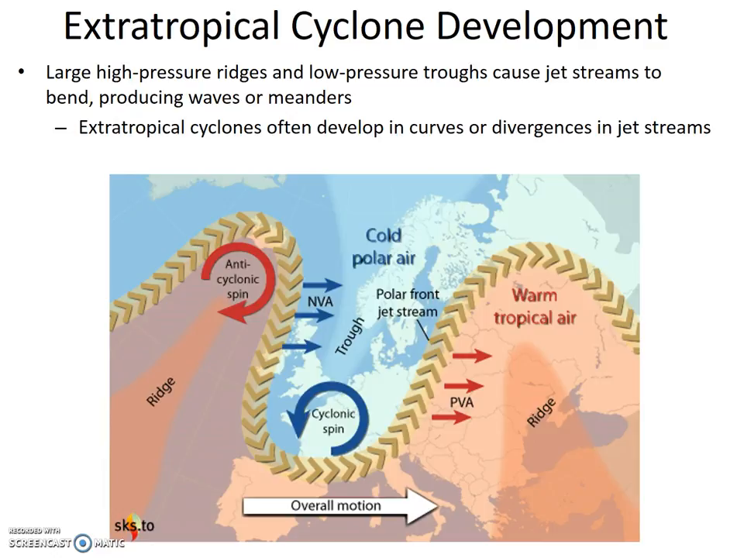Where there are the blue arrows, the cyclonic spin and the NVA, this is where cold, dry air descends, leading to just cold surface temperatures. Severe weather is very, very unlikely to occur here.